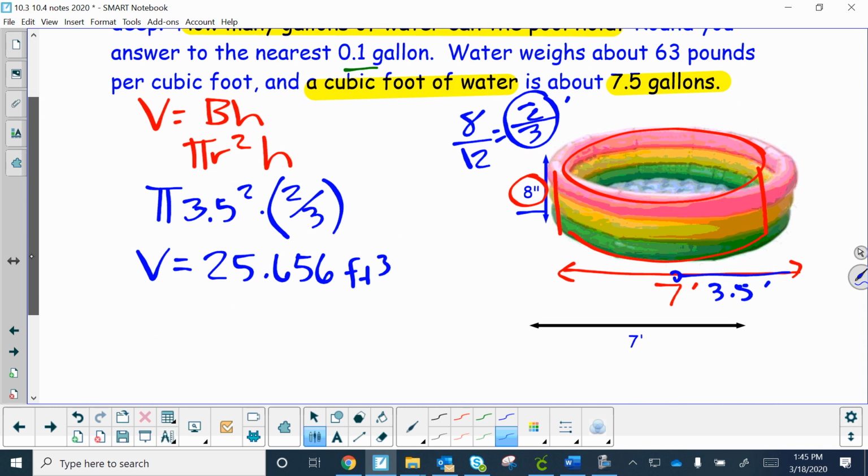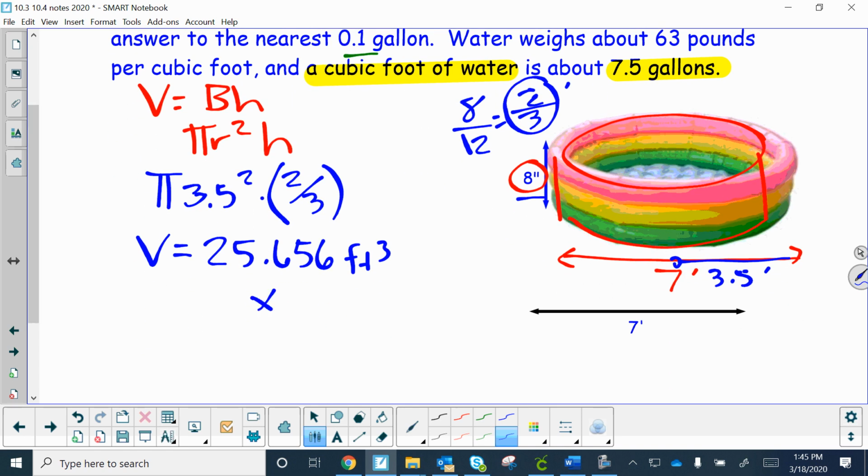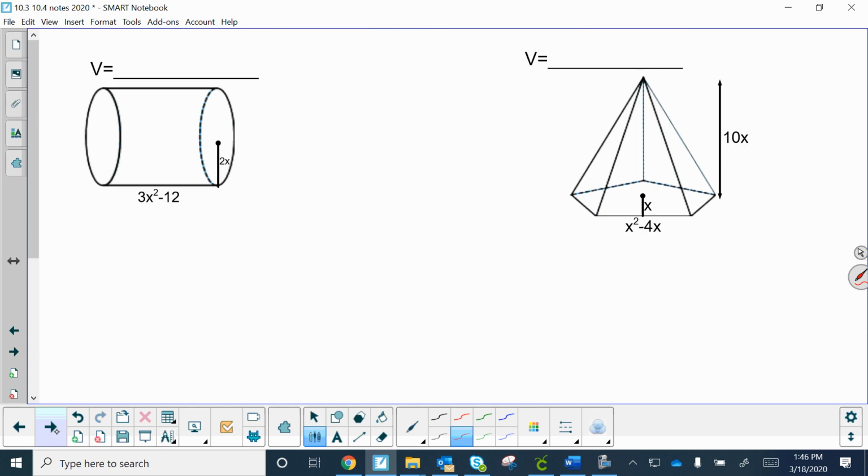So the question says how many gallons though, because remember we highlighted how many gallons. So what do we want to multiply this cubic feet by? By 7.5 gallons, and then it'll turn it into however many gallons that is. So when I multiply that, I get my final answer to be about 192.4 gallons. Okay, so again, using the volume formula and then making sure we convert the units to what we need. Okay, let's try the last two problems.